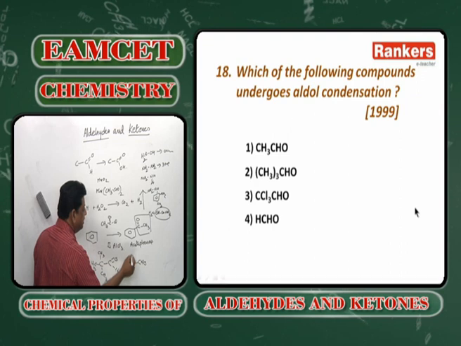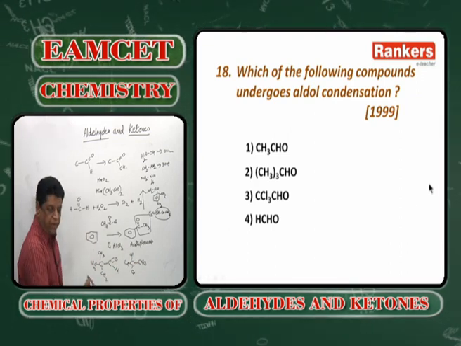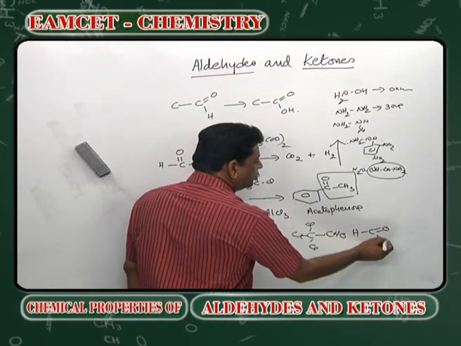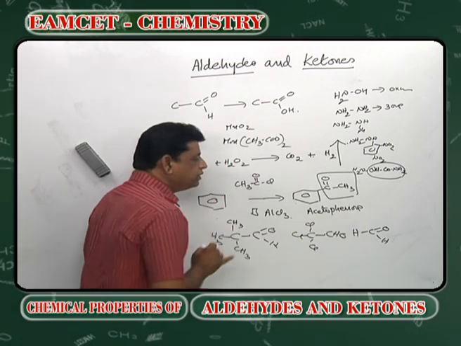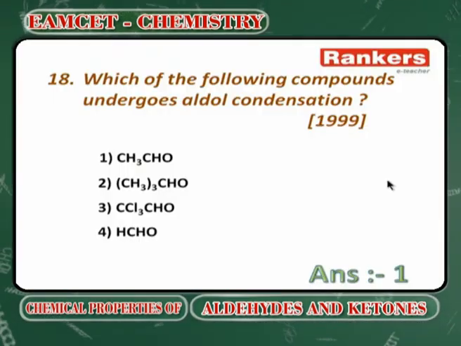An acetaldehyde with 3 chlorines. If a base is there, it becomes chloroform, but not the reaction. The last one is H with CHO. So there is no alpha carbon, therefore there is no question of the alpha hydrogen presence. So the first answer is the right answer, that is acetaldehyde undergoes aldol condensation.